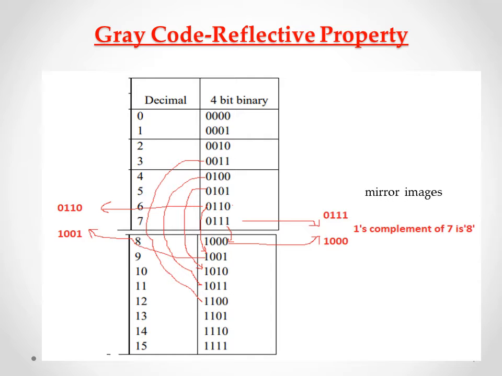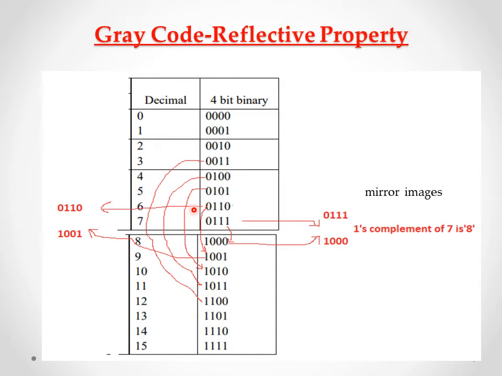Gray code reflective property. Let's see how it works. It's a 4-bit combination, so we are making 16 combinations. Now we will start from this point. Now it's binary 7, 0111, and we are taking the 1's complement of 7. The 1's complement of 7 is 1000, that is 8. So if you take the 1's complement of 7, that will give 8.